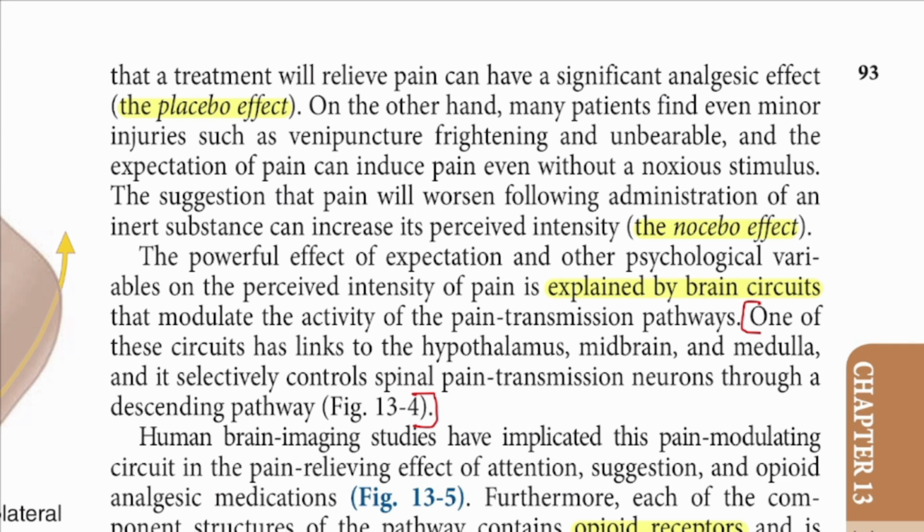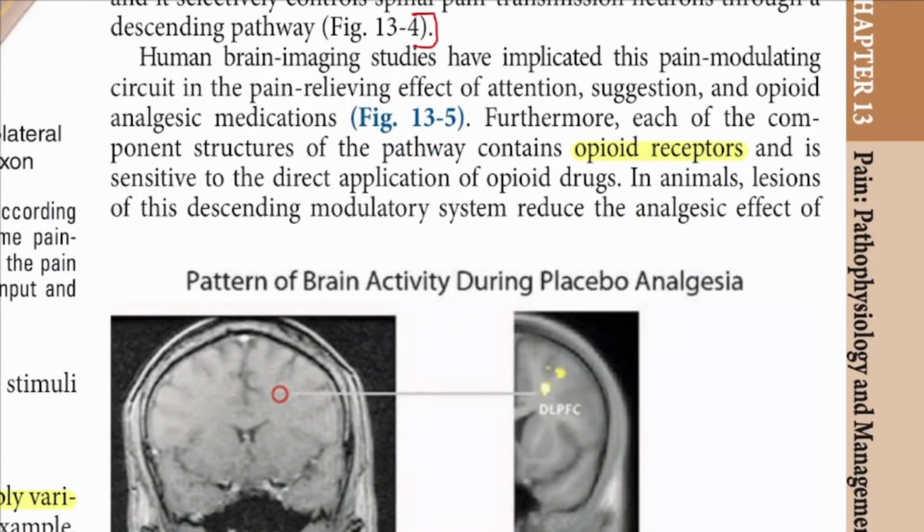It is also explained by the brain circuits, right? Hypothalamus, midbrain, medulla, it is all involved in that process. Human brain imaging has implicated this pain modulating circuit in pain relieving effects of attention, suggestion, and opioid analgesic medicines.